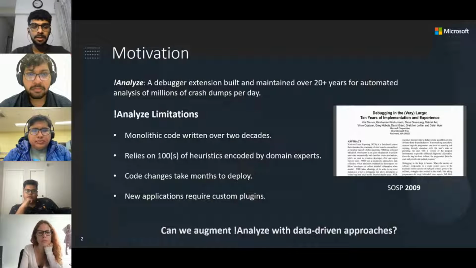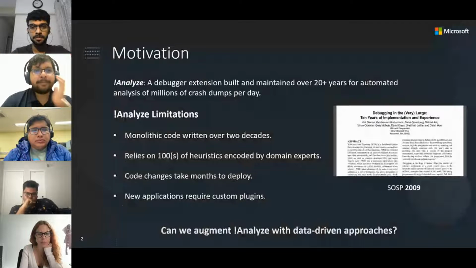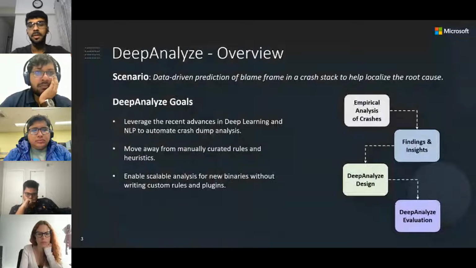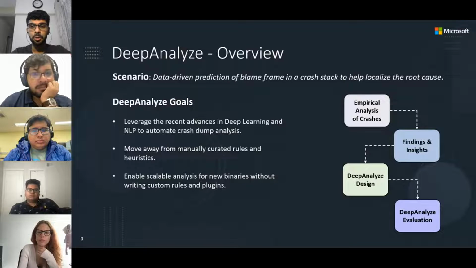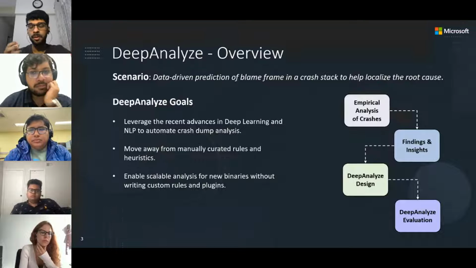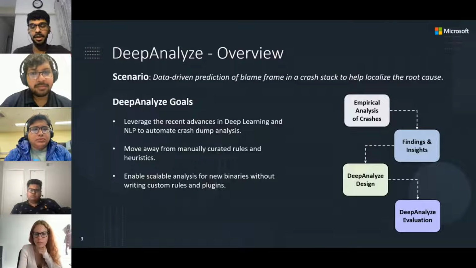So the question we want to answer is, can we augment Bang Analyze with data-driven approaches and see if that improves the scalability issues? In this work, we answer that question by proposing Deep Analyze, where we leverage recent advances in deep learning and natural language processing to build a data-driven system. Particularly, we focus on one scenario, which is the data-driven prediction of blame frames in a crash stack. By blame frame, I mean the frame that most likely caused the crash, and hence will lead us to the root cause eventually.